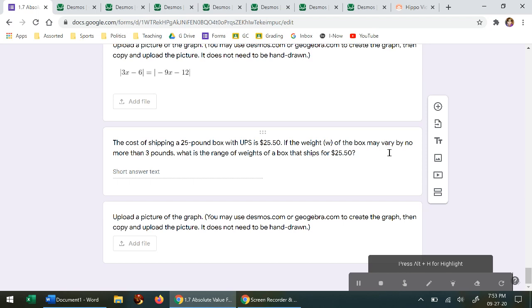It can vary or differ by no more than 3 pounds. That's up or down. So we have 3 pounds lighter than 25 pounds. That's going to be 22 pounds. And if it's 3 pounds heavier, it'll be 28. So the range of weights of the box is anywhere from 22 to 28 pounds. And you can just type in here 22 to 28. Now it asks us to upload a picture of the graph. So this is how to graph using this type of absolute value problem.